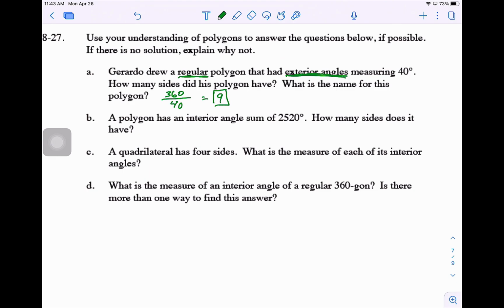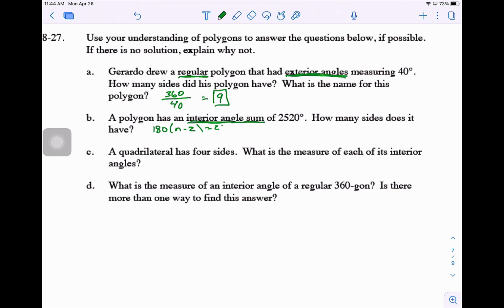Okay? Part B is pretty much the exact same idea as what we did on the warm-up. The only difference is instead of the sum totaling 2,700, now the sum totals 2,520. Okay? So you should know right off the top that since 2,700 was a 17-gon, you should know right away, hopefully, that it's less than 17 sides just based on that information. Okay? But otherwise, it's exactly the same process. 180 times (n minus 2). Keywords again, interior angle sum. That leads us to this formula.